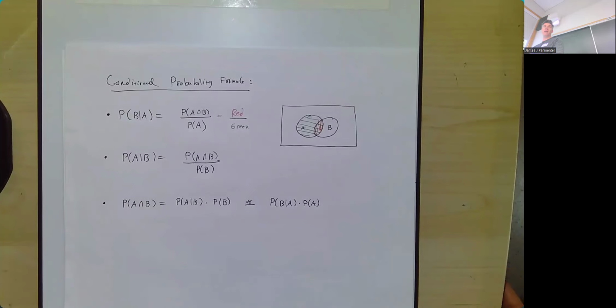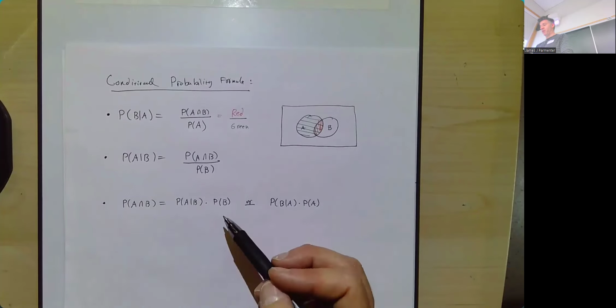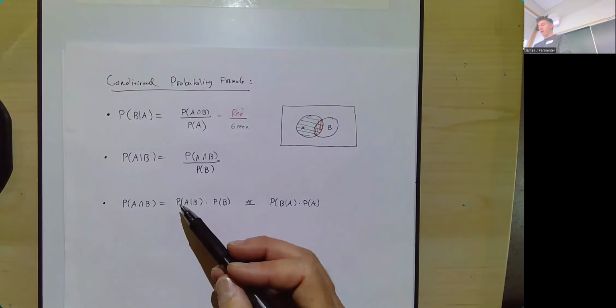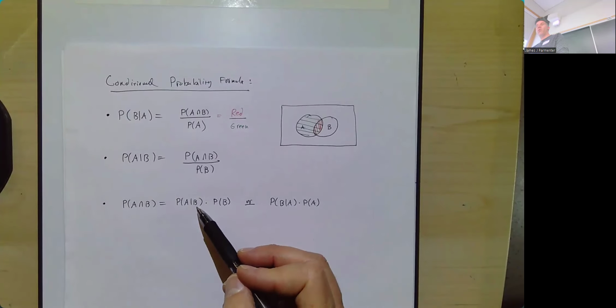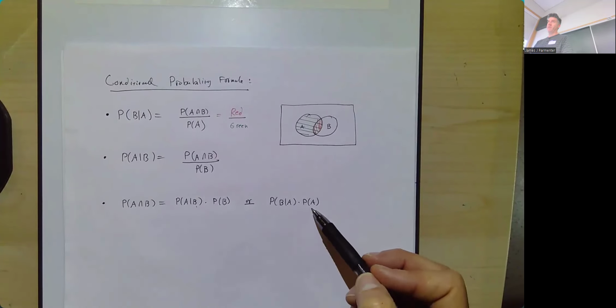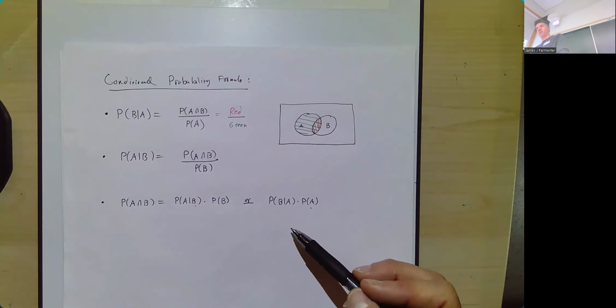If you want A and B to happen, then it's the probability of B, and you have to multiply by the probability of A, knowing that B has already happened. Or it's the probability of A, and you have to multiply by the probability of B, knowing that A has already happened.